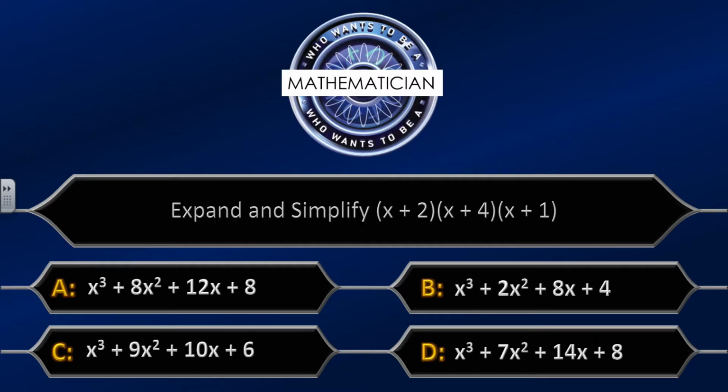Question 6 is expand and simplify (x + 2)(x + 4)(x + 1). Again, the four possible answers are A equals x cubed plus 8x squared plus 12x plus 8, B equals x cubed plus 2x squared plus 8x plus 4, C equals x cubed plus 9x squared plus 10x plus 6, D equals x cubed plus 7x squared plus 14x plus 8.